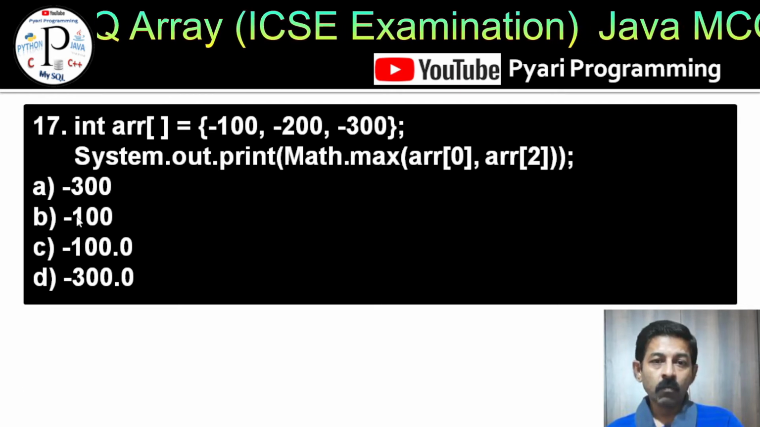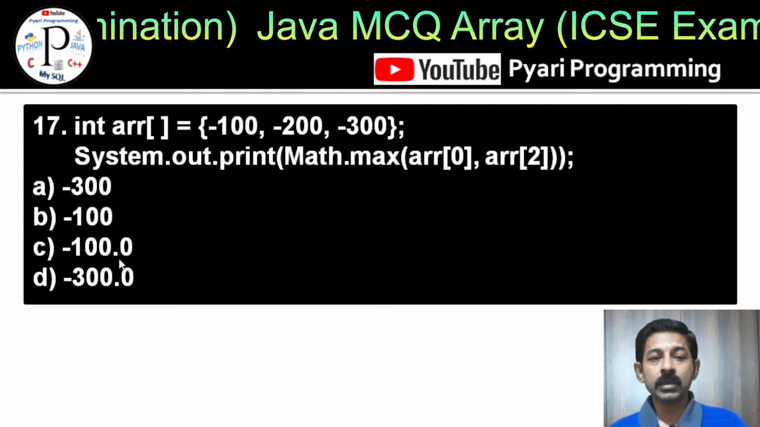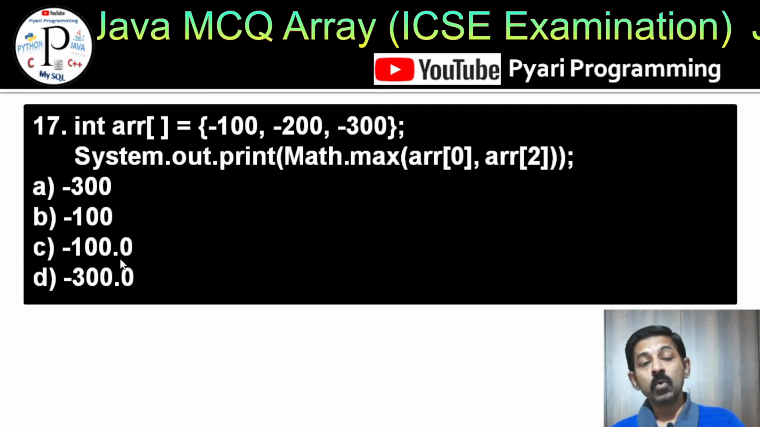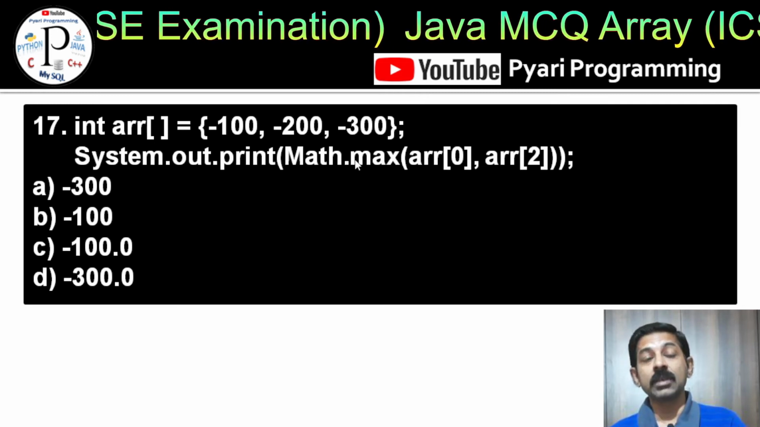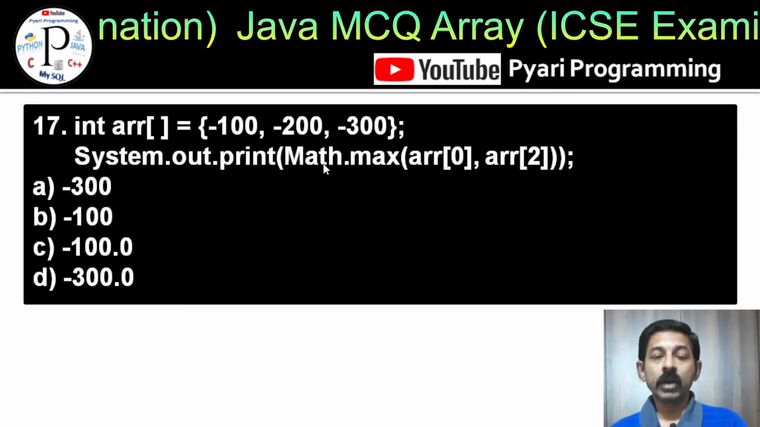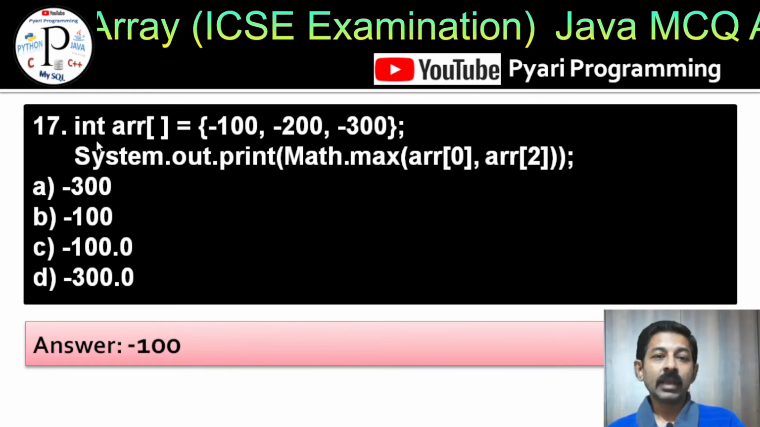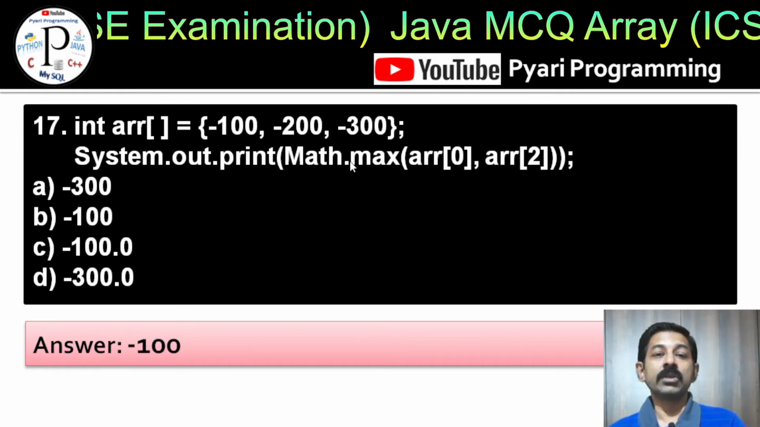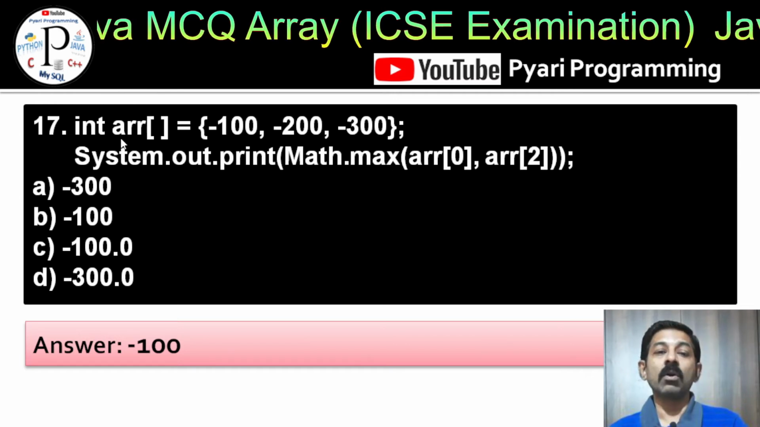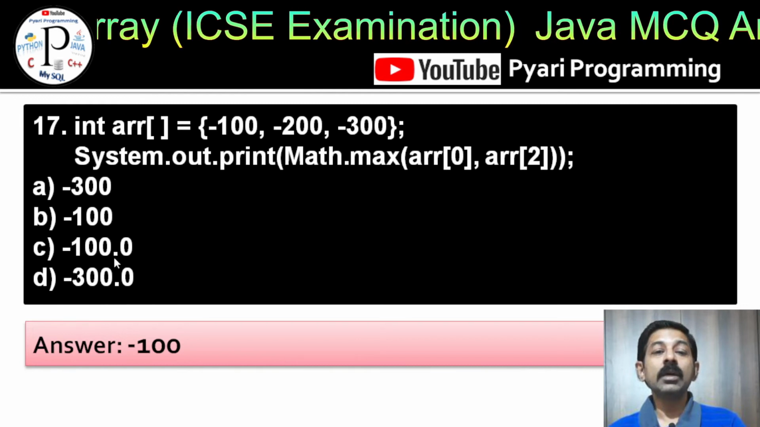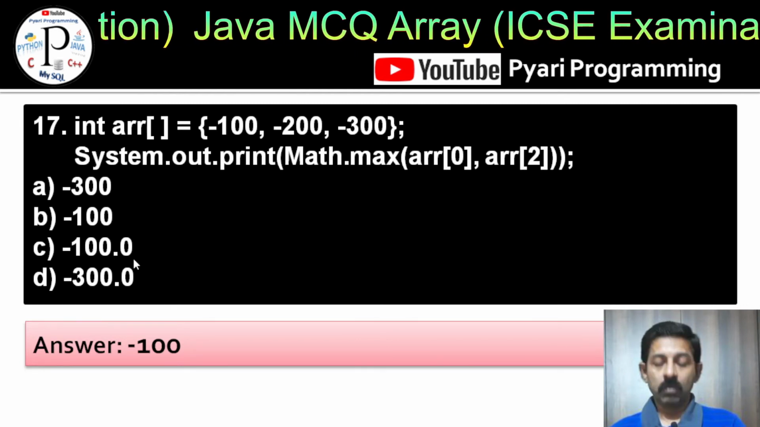But we have quite closer option over here, minus 100 and minus 100.0. Which one will be the right answer? Because Math.max is given. Now look at over here, we are going to get this output minus 100 because the data type is integer, and Math.max says that it will return the values based on the data type. If it is float, then it will return minus 100.0. Okay, so let's check for the next one.